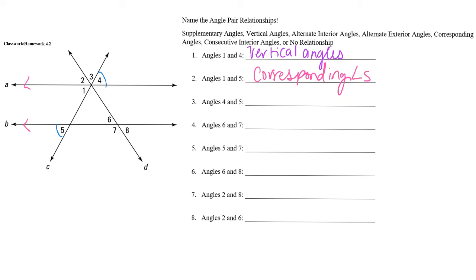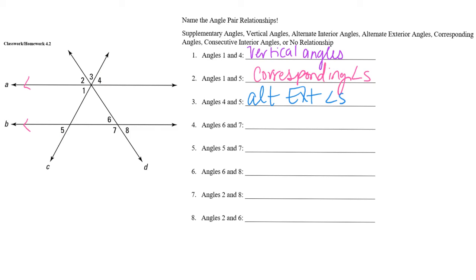But 4 and 5, those are on opposite sides of the transversal and they're outside the parallel lines. So that is going to be alternate exterior angles.